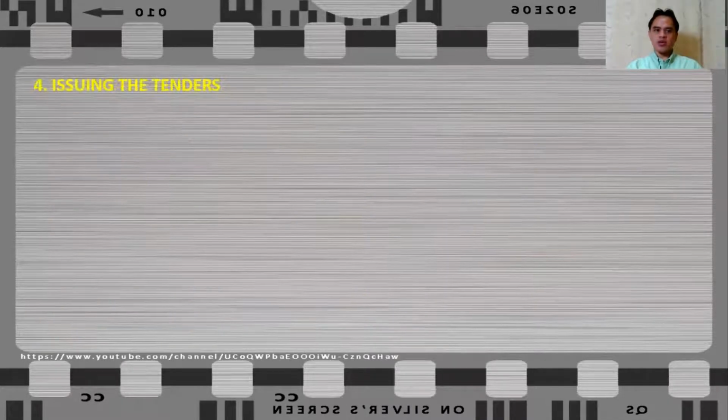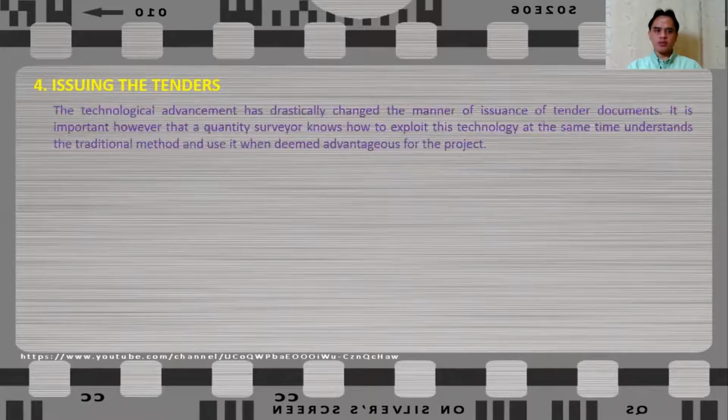Let us now talk about the manner of issuing of tender documents. The technological advancement has drastically changed the manner of issuance of tender documents. It is important, however, that a quantity surveyor knows how to exploit this technology and at the same time understands the traditional method and use it when deemed advantageous for the project. Tender documents can be issued in the following manner.